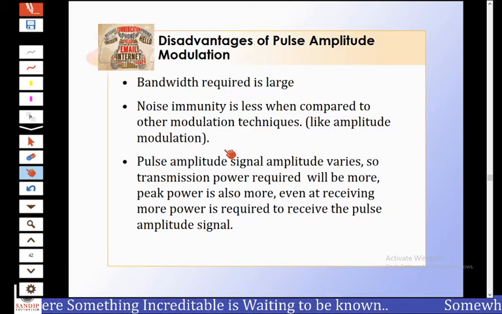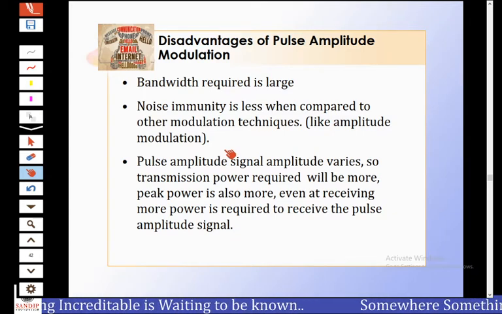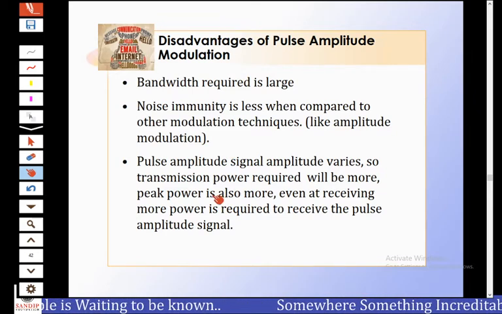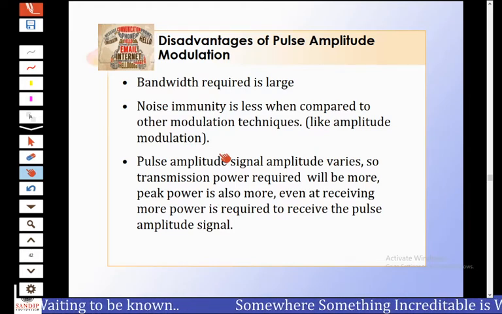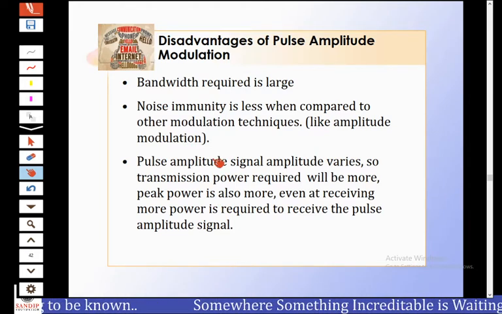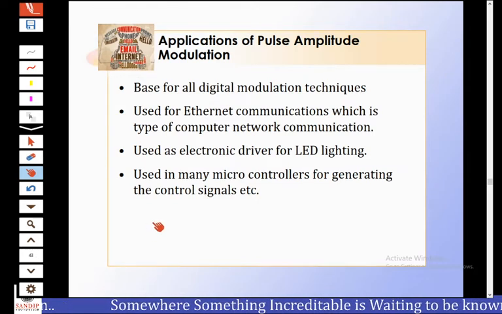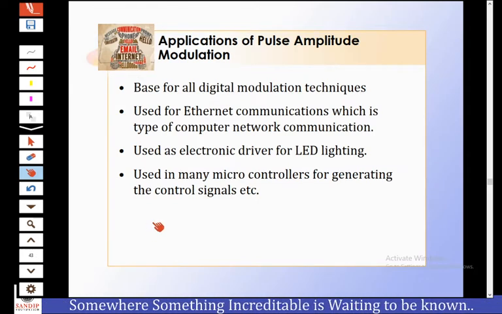Now, due to the change in amplitude of the pulse amplitude modulation pulses, the transmitted power is also not constant. Okay, so these are some disadvantages of pulse amplitude modulation technique. Now, what are the applications of pulse amplitude modulation?